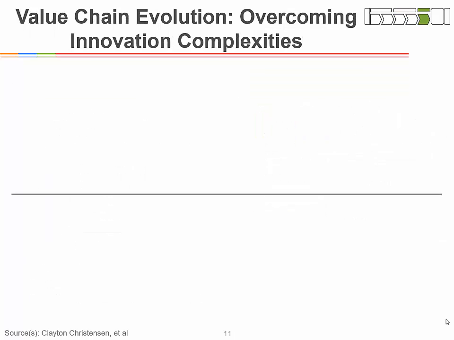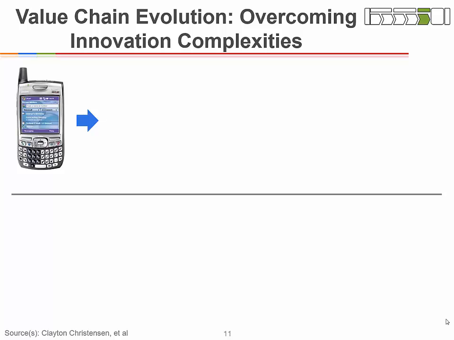So, this brings me to the next tool that's really important. And this one's called value chain evolution. And this is all about how industries and companies overcome the complexities involved with innovation. So this is really kind of focused more around industries and how they evolve over time. And for instance, I'll give an example. When the Palm Treo came out, it was one of the best smartphones, if not the best smartphone on the market. Now, there were some good competitors like BlackBerry, but the Palm Treo 700 was a really good phone. It did a lot of things.